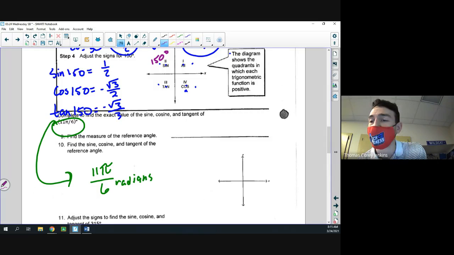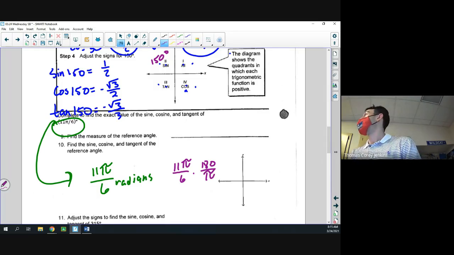So if we converted that to degrees, we're taking 11 pi over 6 times 180 over pi. And I can tell you right now, 11 over 6 is really close to 2. So this should be really close to a 360-degree turn. Okay, if 1 pi is equal to 180, 2 pi is equal to 360. Okay. But anyways, we could just work it out.